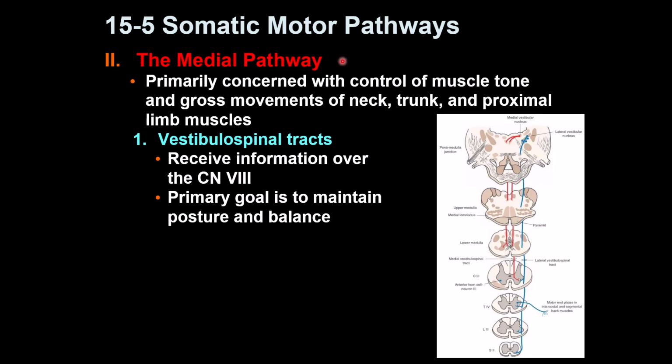The medial pathway, this is more subconscious, so this is important for the gross movement and also the muscle tone. So this is for the muscles of the neck, torso, and also proximal limb muscle, not distal. Distal is another pathway. So there are 3 different tracts under the medial pathway. The first one is the vestibulospinal tract, that is coming from the vestibulum. So this is cranial nerve 8, and it is important for posture, stability, and also for balance.